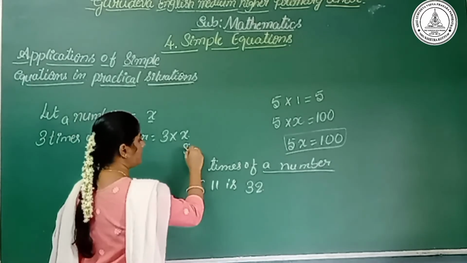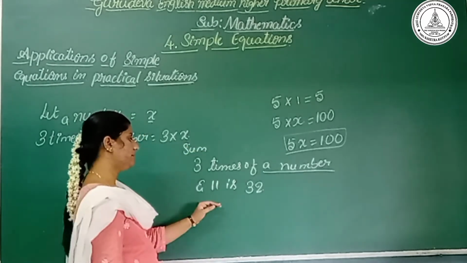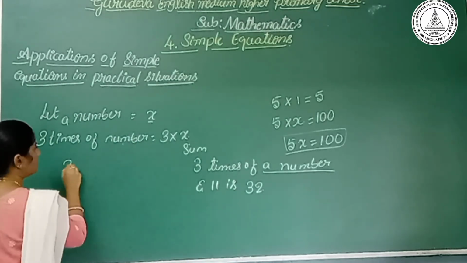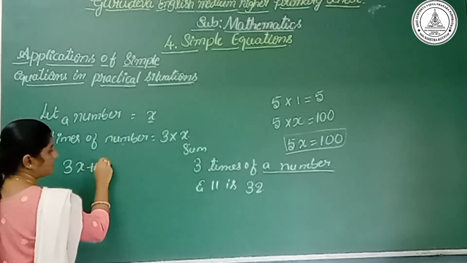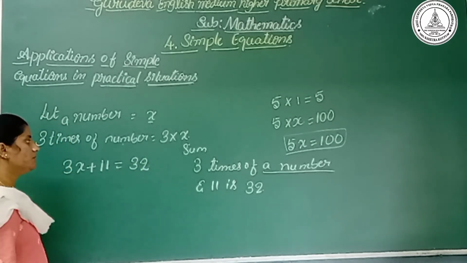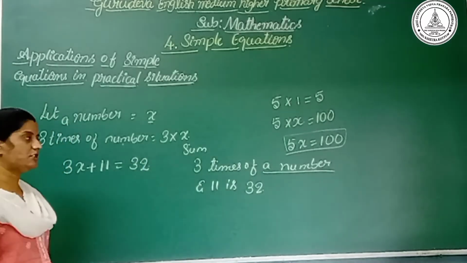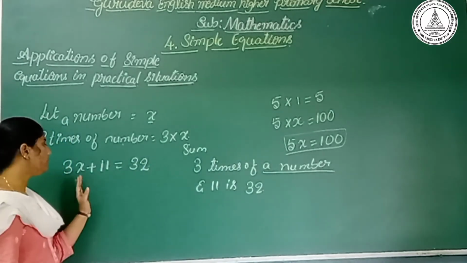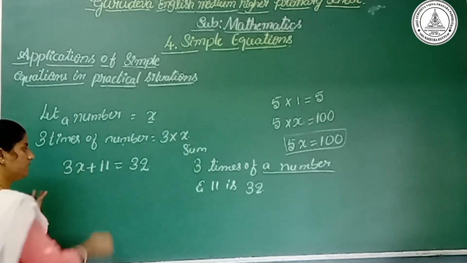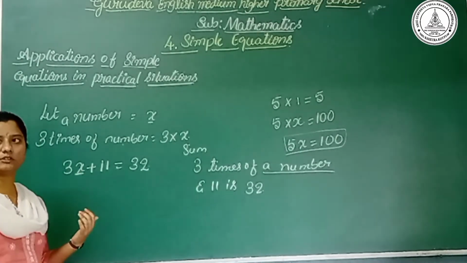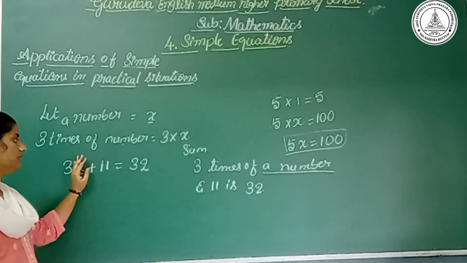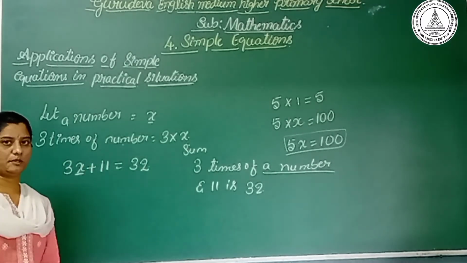So here the sum of 3 times a number and 11 is 32. If we add, 3 times x plus 11 is equal to 32. So that is the setting up of an equation, and we have also learned how to find the value of the variable, that is x, by using the separating the variable method and also the transposing a number method.